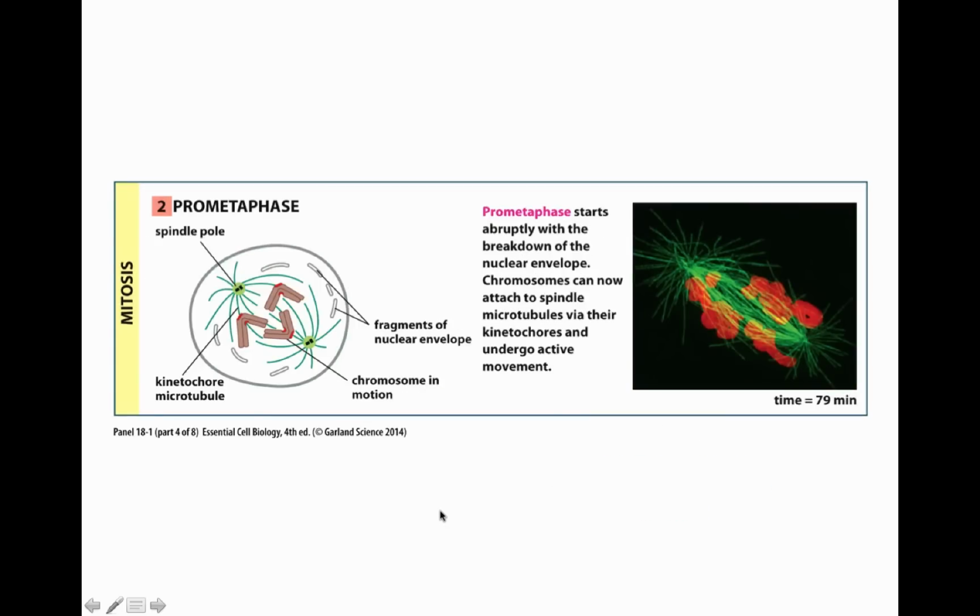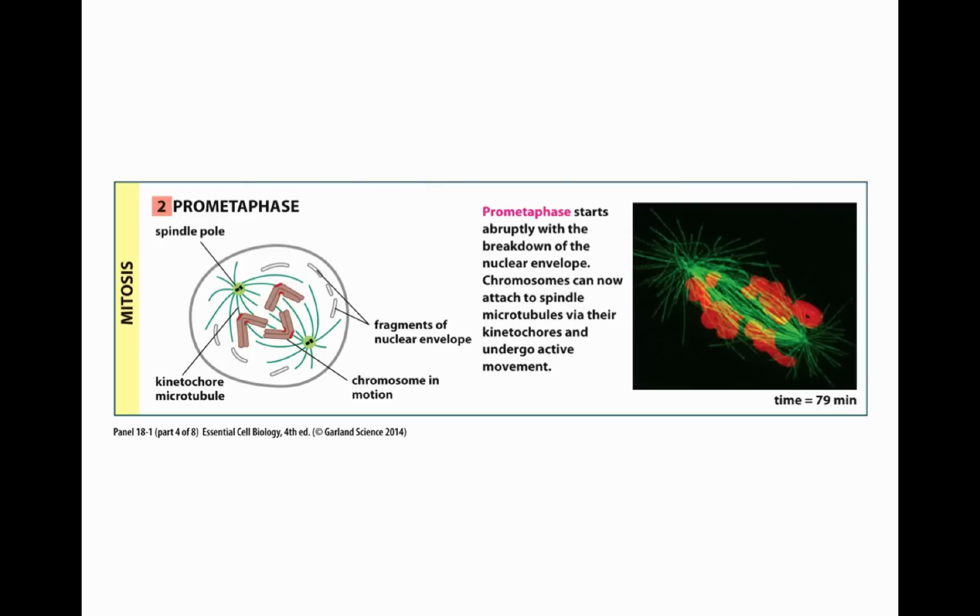In the next step, what we're going to see is prometaphase. And prometaphase starts when the nuclear envelope has been abruptly disrupted. That is going to be mediated by the activation of M-Cdk, which is going to phosphorylate the lamins in the nucleus as well as the nuclear pore proteins, therefore disassembling the nucleus and everything falls apart.